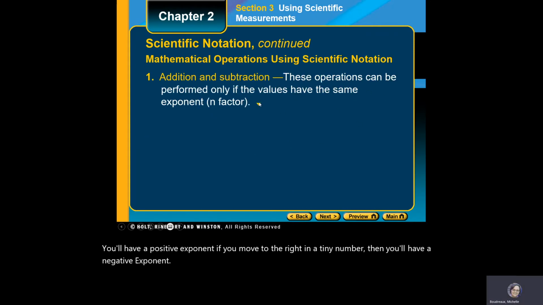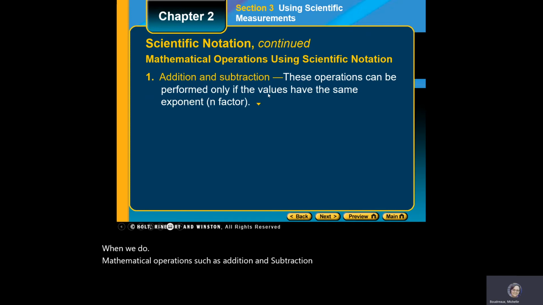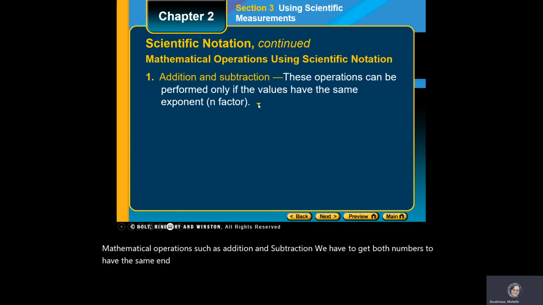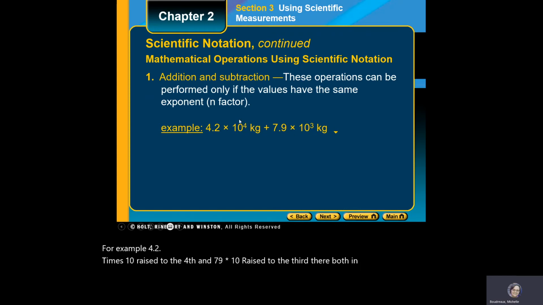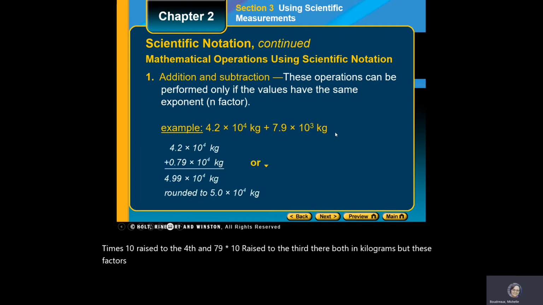When we do mathematical operations such as addition and subtraction, we have to get both numbers to have the same n, the same exponent, or we can't add them. For example, 4.2 times 10 raised to the 4th and 7.9 times 10 raised to the 3rd. They're both in kilograms, but these factors don't match. So we have to change one of them. So, for example, we can write both of them as 10 to the 4th.